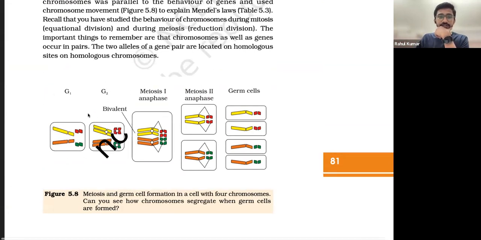G1, G2, and then the phases of meiosis start. They are only showing anaphases to explain that, do you see at G1, this yellow chromosome was with red, orange with green. So there are basically 4 chromosomes, let's say, a yellow pair, a red pair, an orange pair, a green pair.